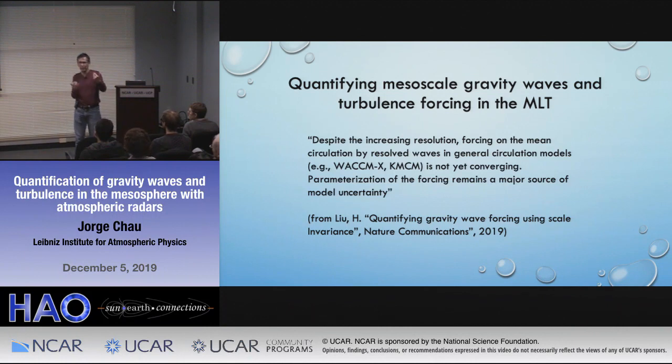What is the spectrum in the MLT dynamics, in the polar regions, in the summer? What are the differences with the winter? What is the spring transition? So how are these slopes? This is a challenge in general circulation models, to have a good forcing of these missing scales.